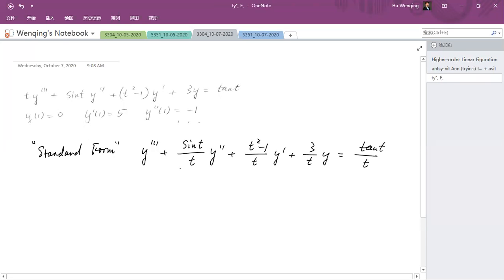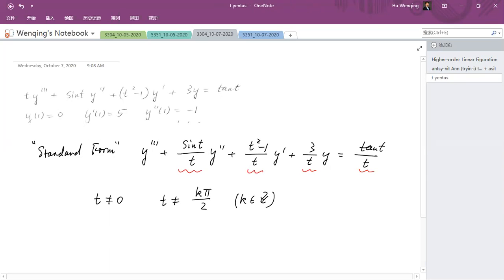And in that case, you will need these coefficients to be continuous. So that means you want to avoid the singularity. So t cannot be equal to 0. But there is another singularity coming from tangent t. Tangent t will have singularities at k pi over 2, where k is an integer. So t has to avoid both.